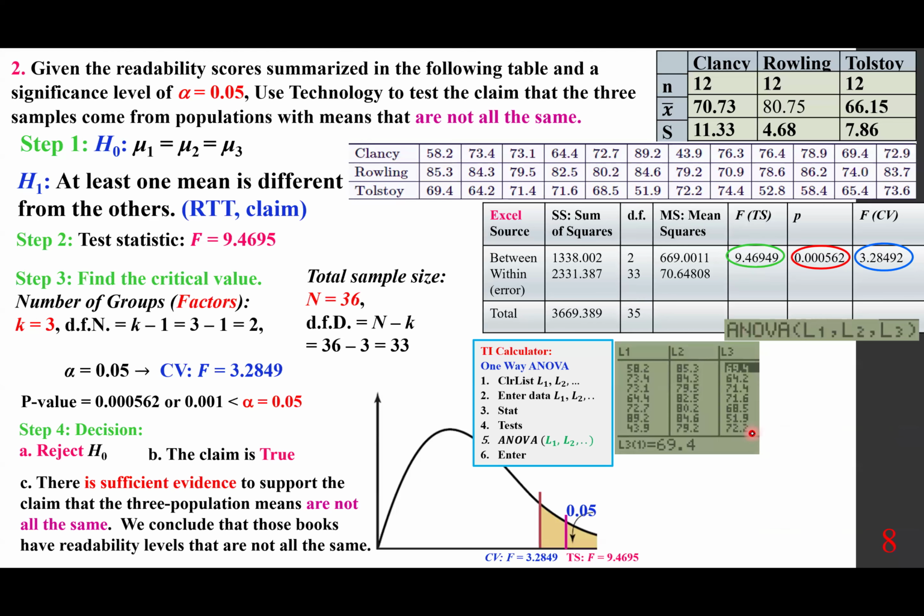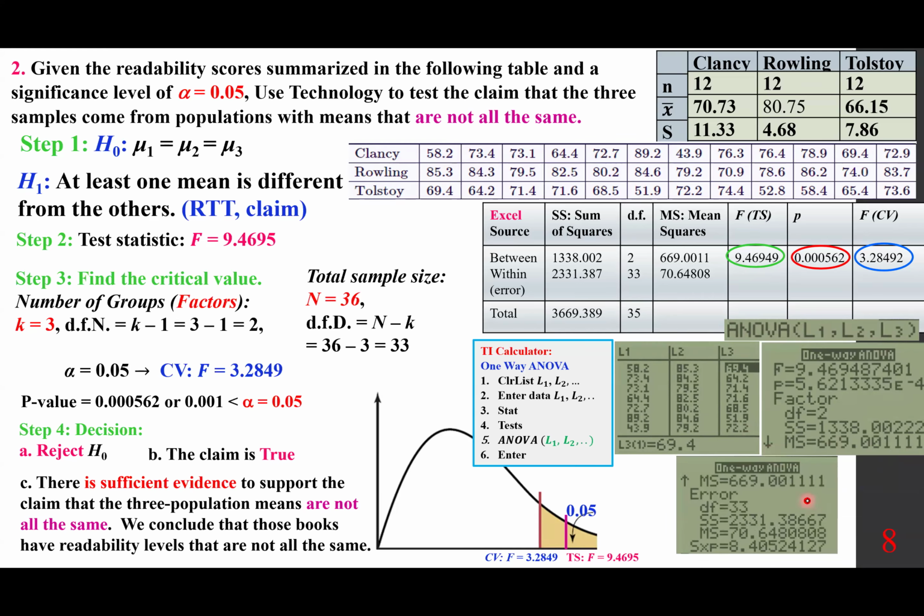Now we just do ANOVA L1, L2, L3, and it gives us this. And notice the arrow, so we get the rest of them. And now let's look at what is given to us. Notice here's the test statistic, this number, and here's the p-value. Please understand this means 5.621 times 10 to the power of -4. So these are the two values, okay?